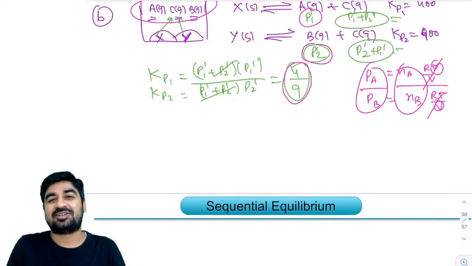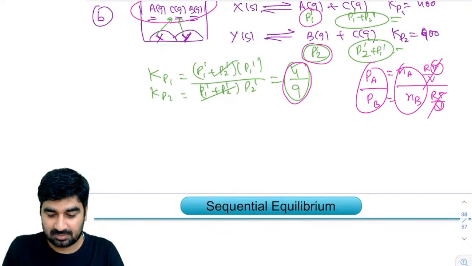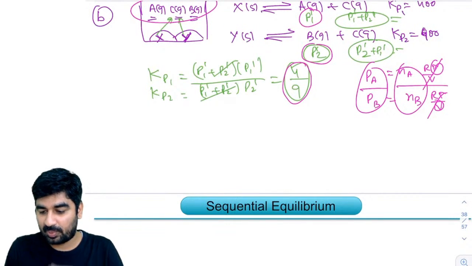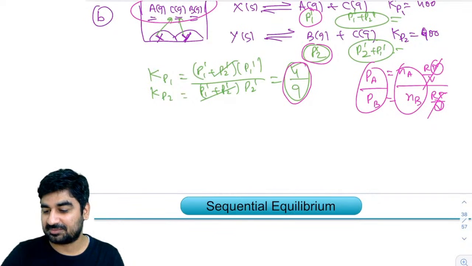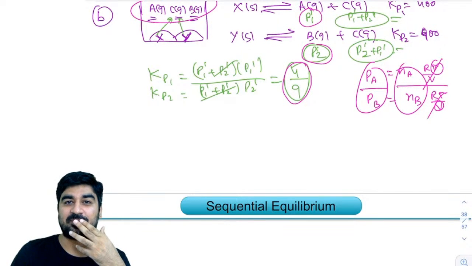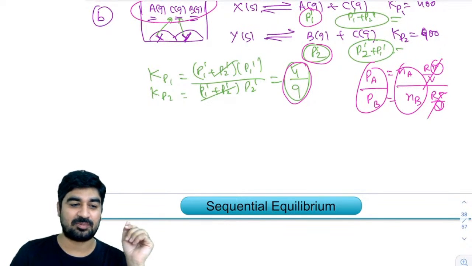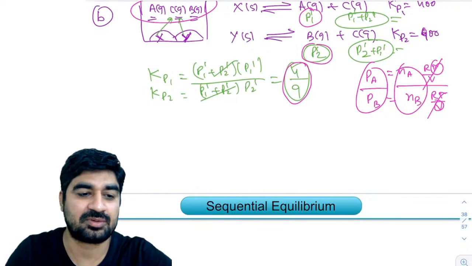So Unacademy, your answer was wrong. It should be 4 is to 9. Yes, Unacademy, did you get it? So this was the problem on simultaneous equilibrium, guys. Tell me if you have any doubt.